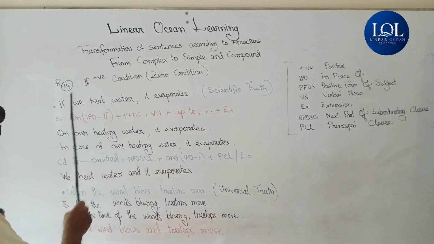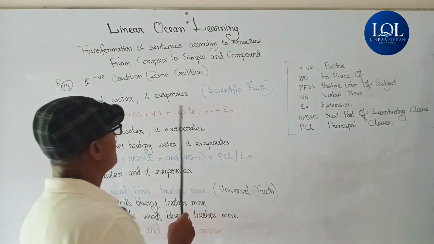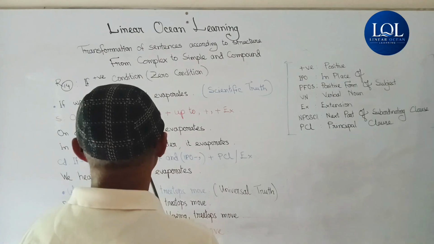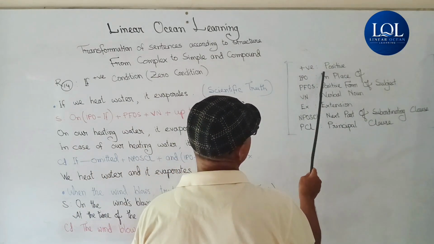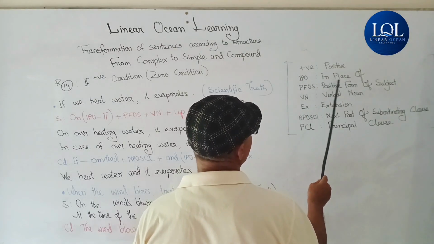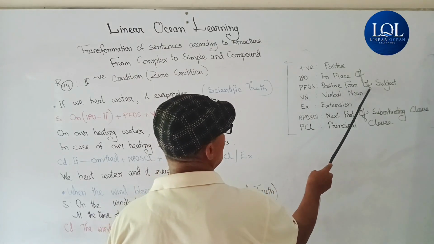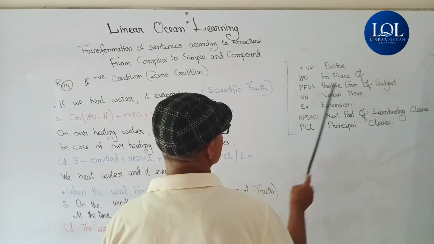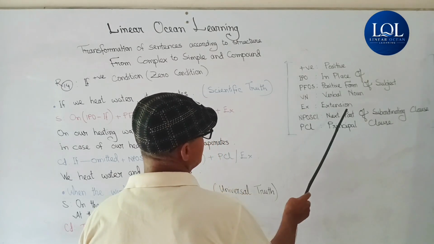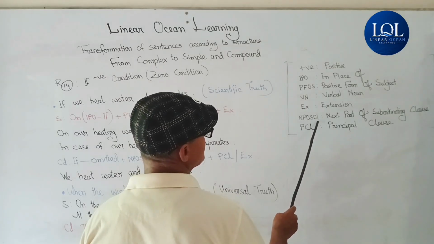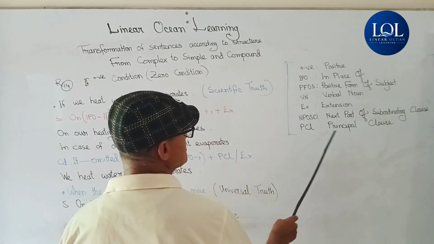Viewers, to understand my video, I should clarify one thing. I have used here so many abbreviations and you need to know them. Positive, this one is positive. IPO means in place of. PFOS, positive form of subject. VN, verbal noun or gerund. Extension. NPOSCl, next part of subordinating clause. PCL means principal clause.